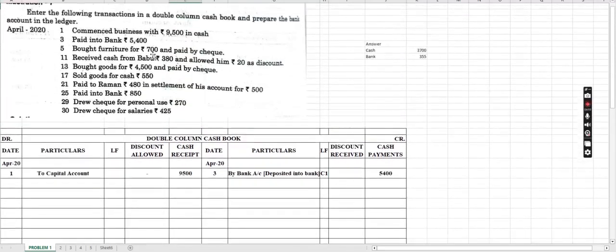furniture for rupees 700 and paid by cheque. See, don't think so much here. I saw that in the textbook they have given more transactions, but we don't need to think so much here. Let's make it so simple. We have purchased the furniture, but we have not paid cash. We have paid by cheque. So when we are paying the amount by cheque, the amount is reducing in what? In bank, right? So it is so simple.